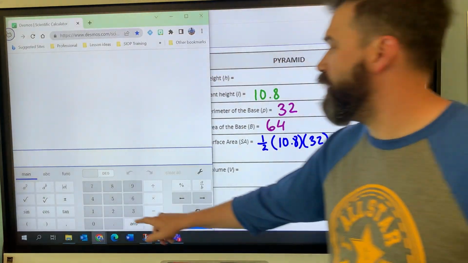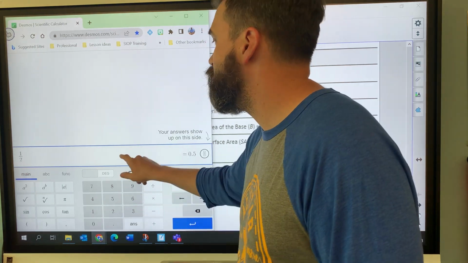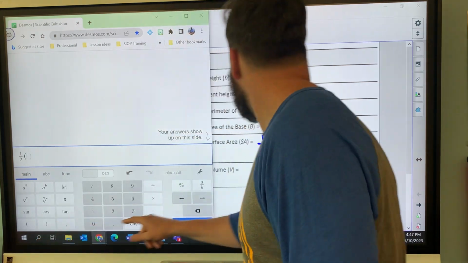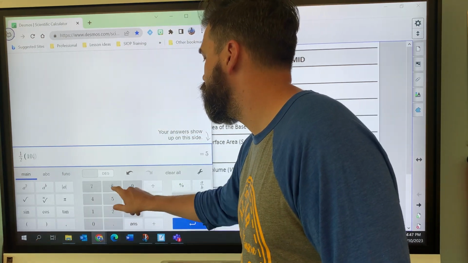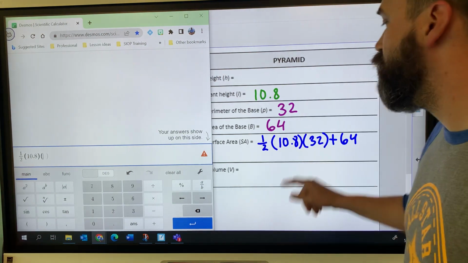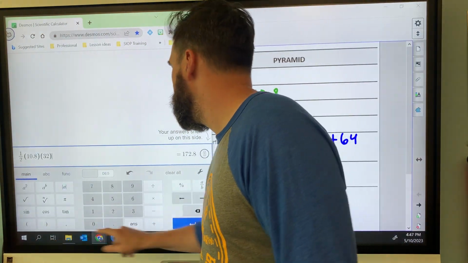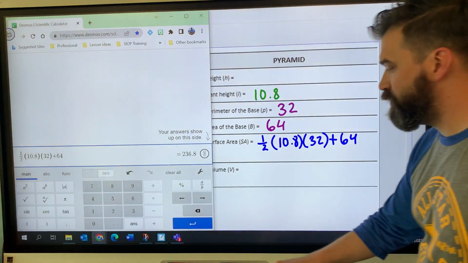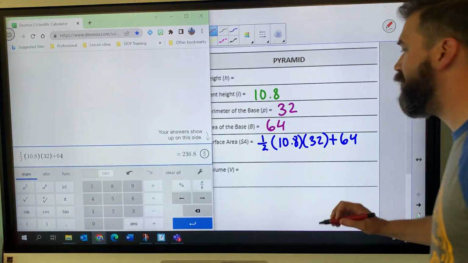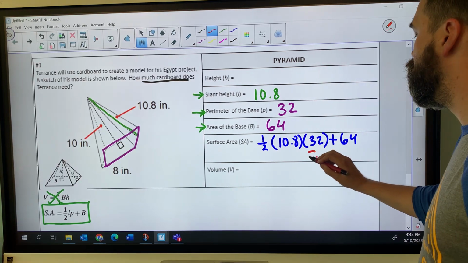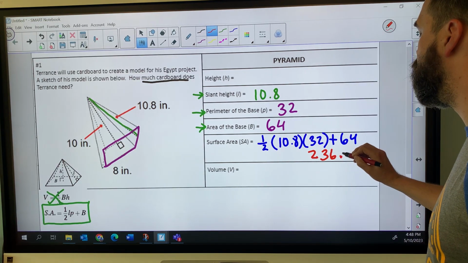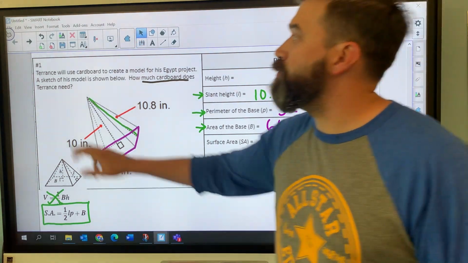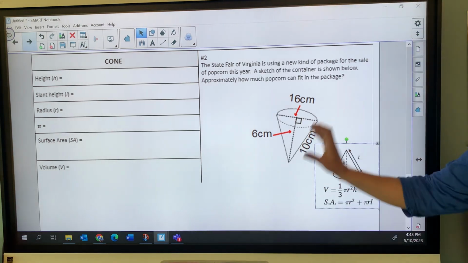And we're going to go with 1/2. I just go 1 divided by 2 times 10.8 times 32 plus 64. Verify, and now that's 236.8. 236.8. The second problem we're going to look at focuses on a cone.